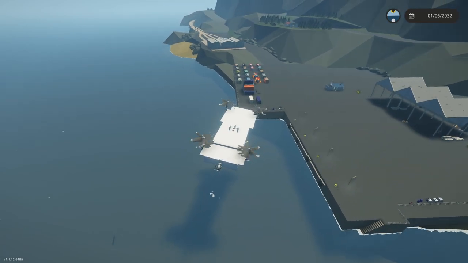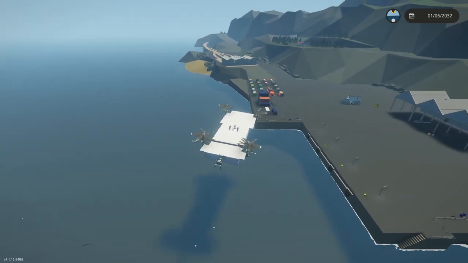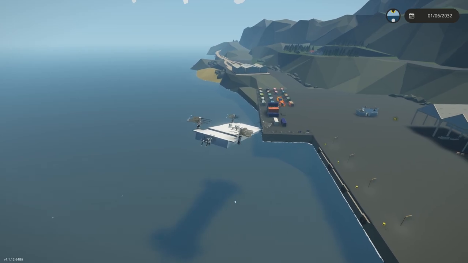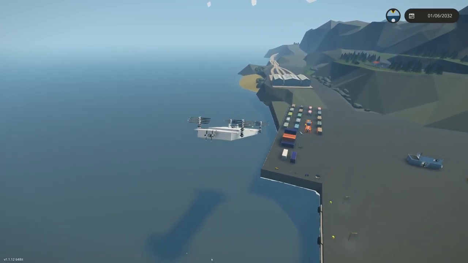own flying fortress. Oh, it looks like I've set some cargo containers on fire. Always nice to see. I'm not sure when I did that. Oh well.